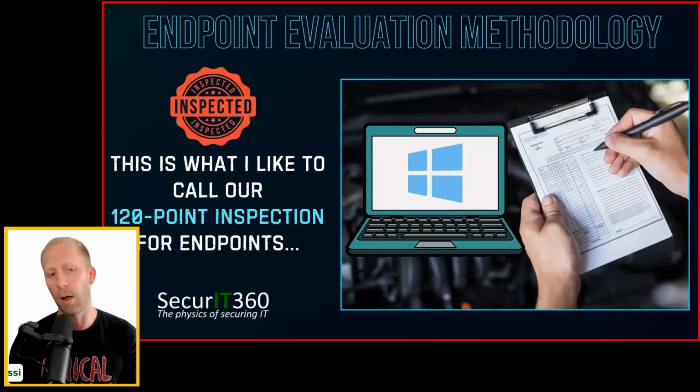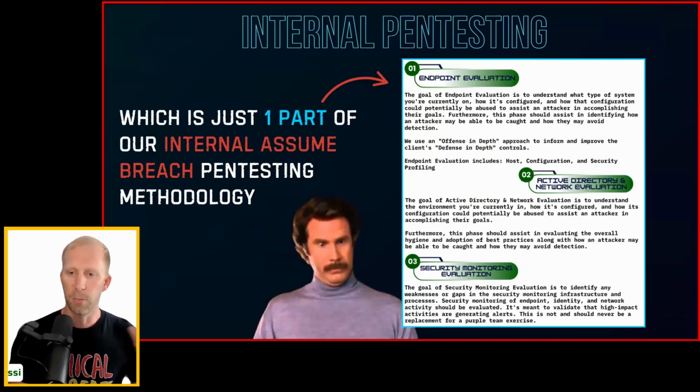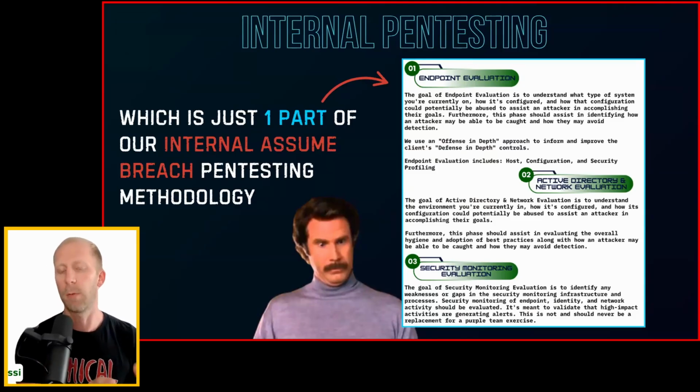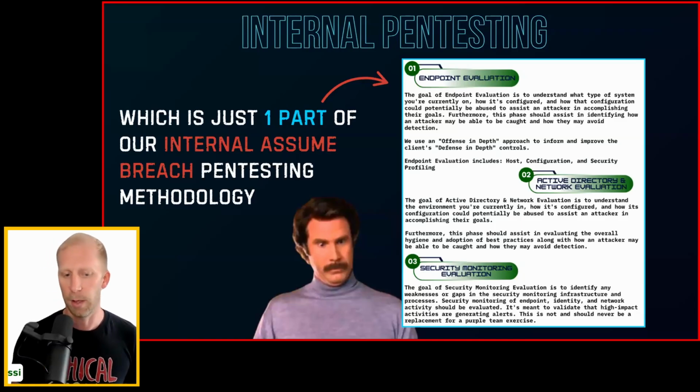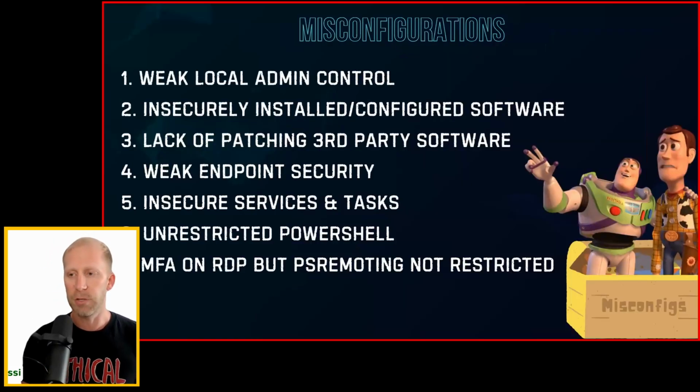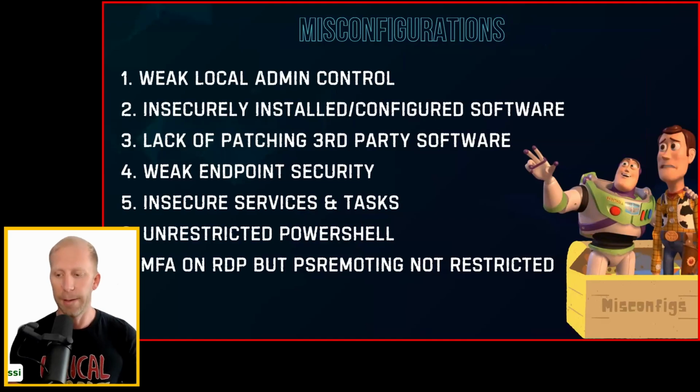So this is what I like to call our 120-point inspection. It's a methodology I developed for our internal pen tests to do this very thing across our client base. And it's one part of our internal pen test. I'm not going to get into this, but I just wanted to mention that the endpoint evaluation we are going to talk about here is just one part of our internal assume breach pen test methodology. So the misconfigurations themselves, these are the 7 that we're going to talk about.